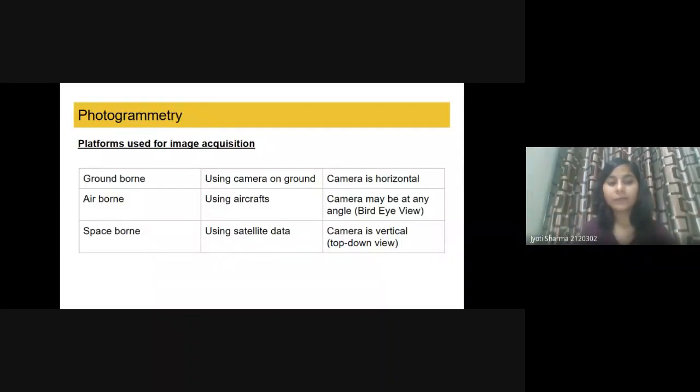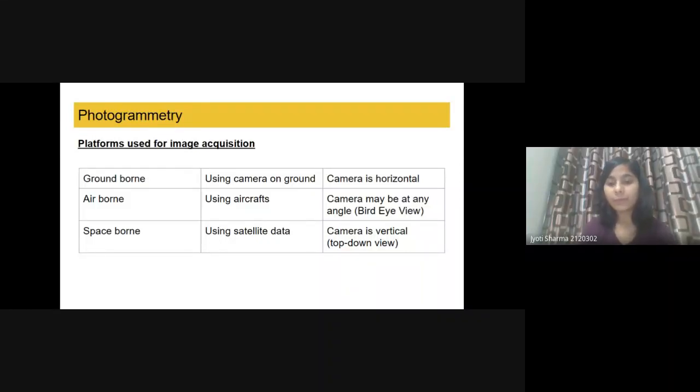Here the camera position is very horizontal to the object you have. Then we have the airborne, which means we are using aircraft, drones, helicopters, whatever we are using. Here the camera angle can be changed, so the camera can be at any angle. Then we have the spaceborne. We are using satellite data, and here the camera is very much vertical, which means the object is just below it. So the camera is vertical in position, meaning a top down view.